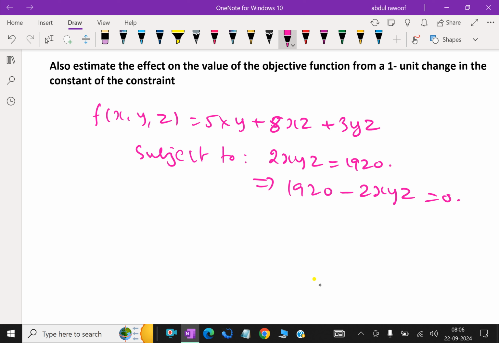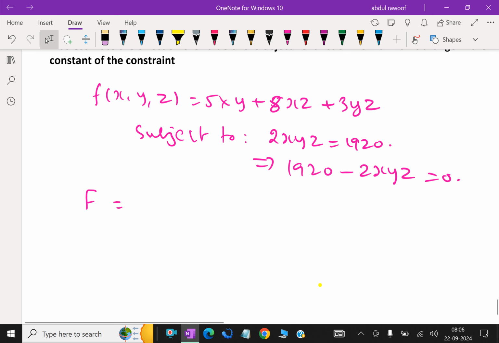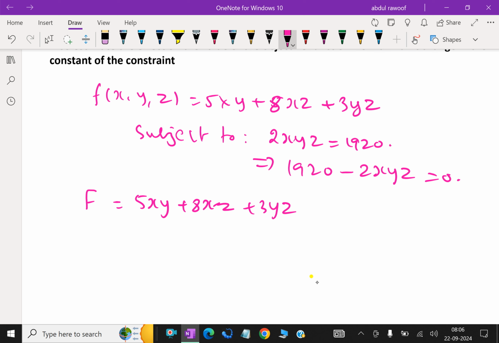Therefore, the combined function becomes capital F equals 5xy plus 8xz plus 3yz plus lambda, the Lagrange multiplier, times the constraint function 1920 minus 2xyz equal to 0.